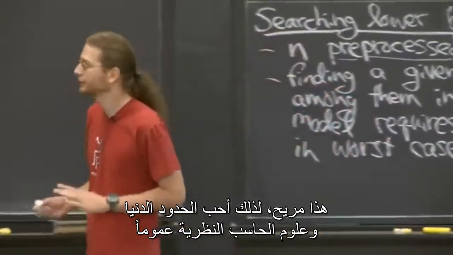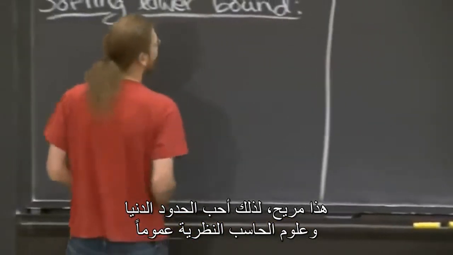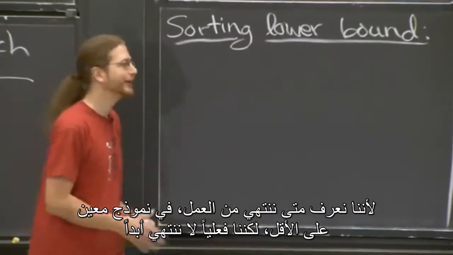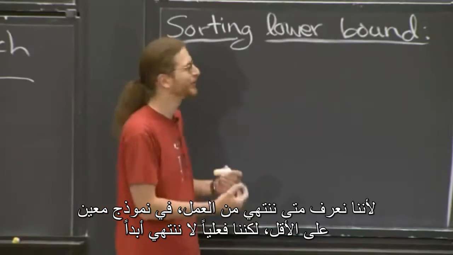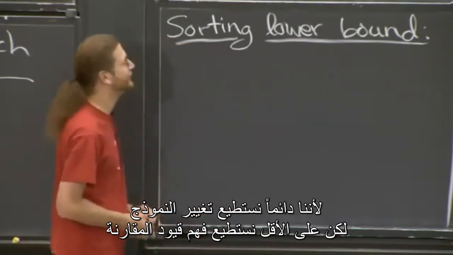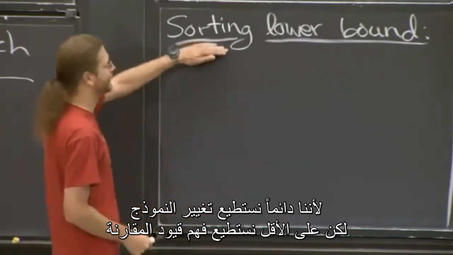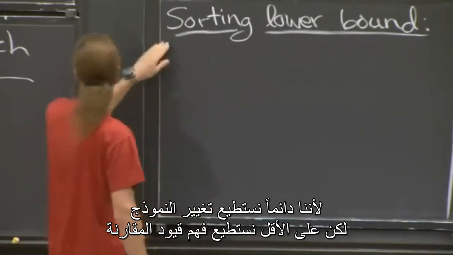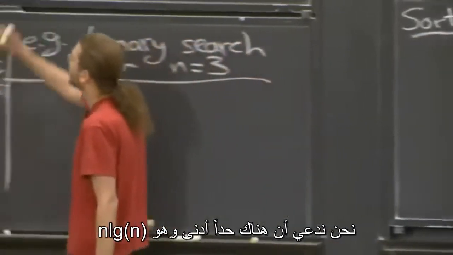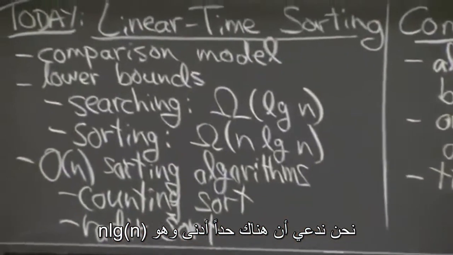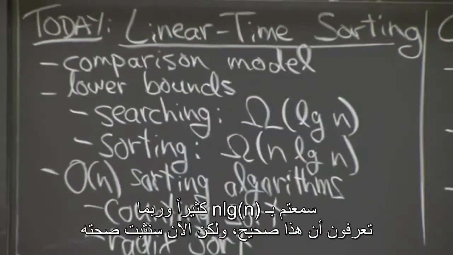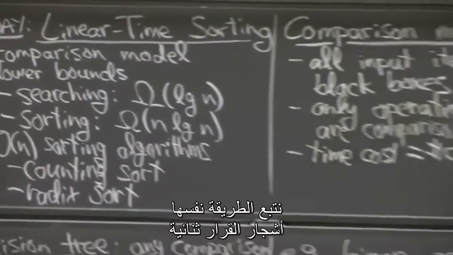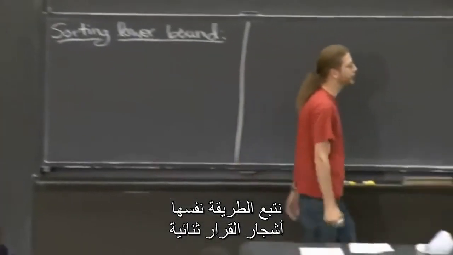All right, so that's comforting. That's why I like lower bounds and theoretical computer science in general, because you know when you're done, at least in a given model. We're never actually done, because we can always change the model. But all right, at least we understand the limitations of comparisons. So for sorting, we claim a lower bound of n log n. And you've heard n log n a zillion times. You probably know this is true, but now we actually get to prove that it's true. So we just follow the same strategy.